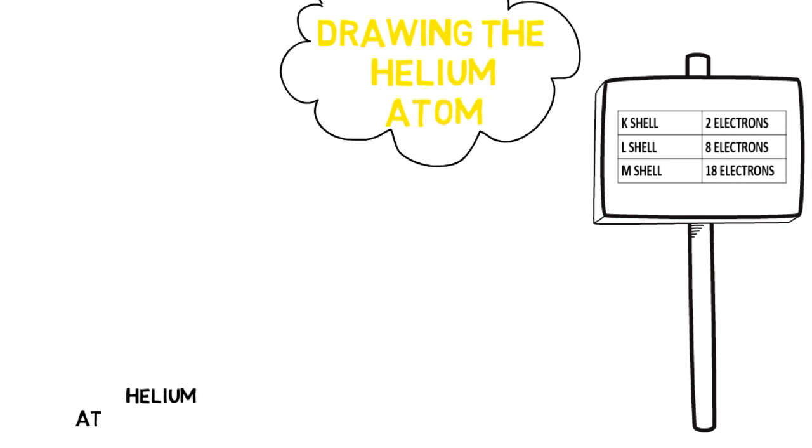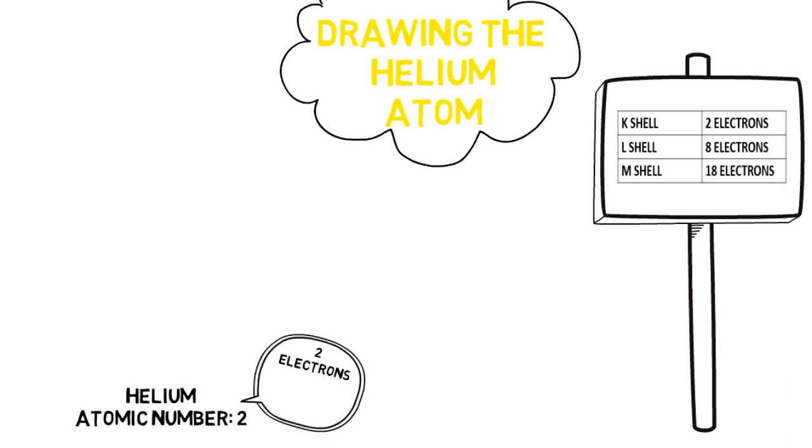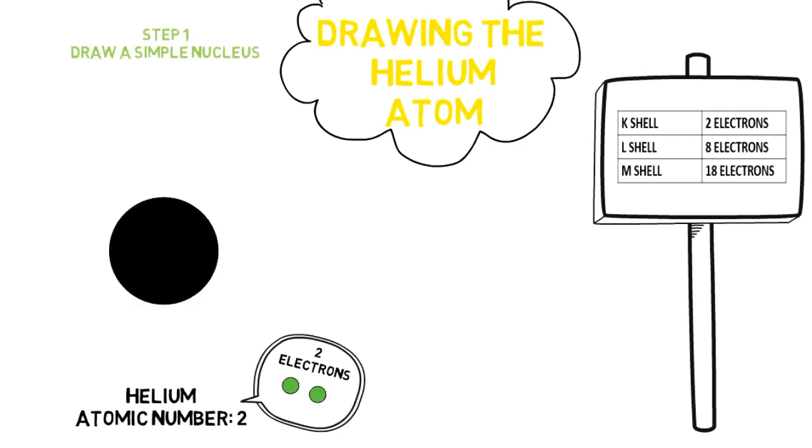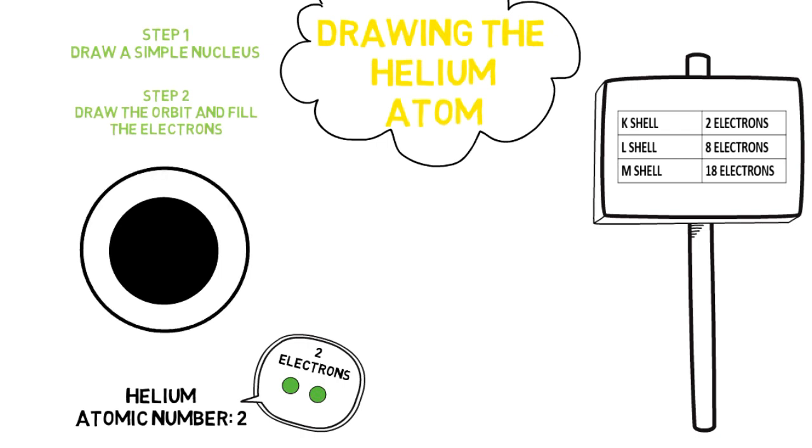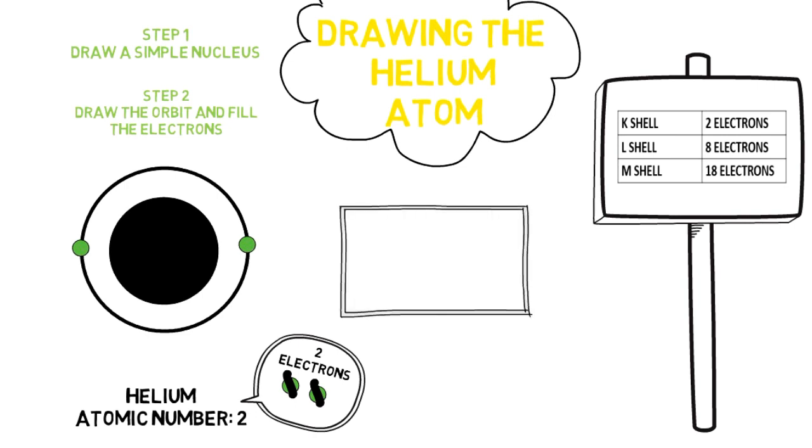Let us now take a look at how to draw a helium atom. Helium's atomic number is 2, which means it has only 2 electrons in it. The first step is, as usual, I'll draw the nucleus in the center and then I will add the first orbit, that is K. K holds 2 electrons and I have only 2 electrons. So I will draw both of my electrons one at a time in the K shell. Now all my electrons are done. So helium simply has one shell with 2 electrons.